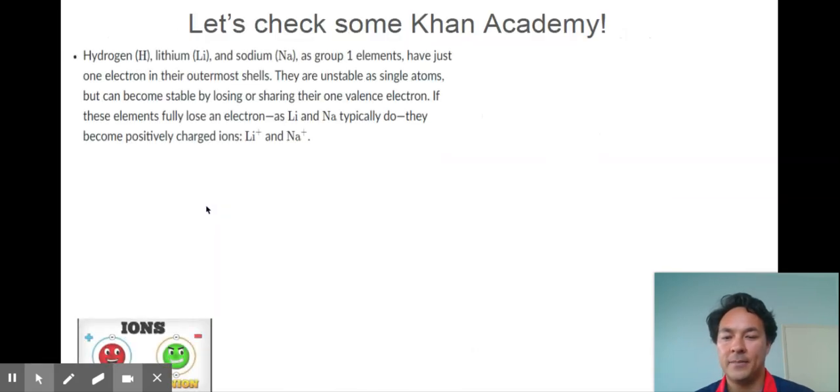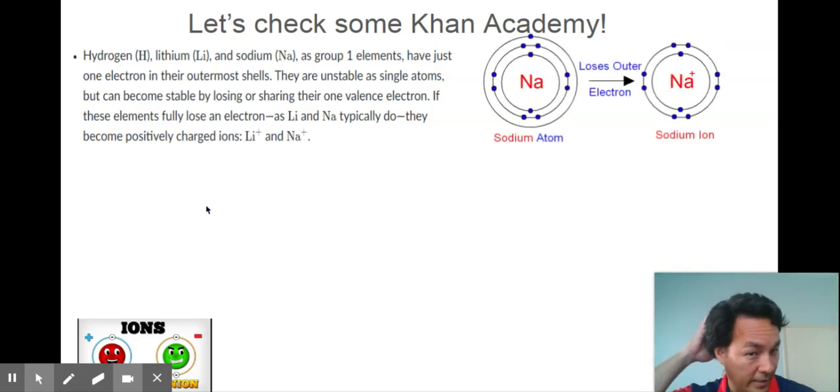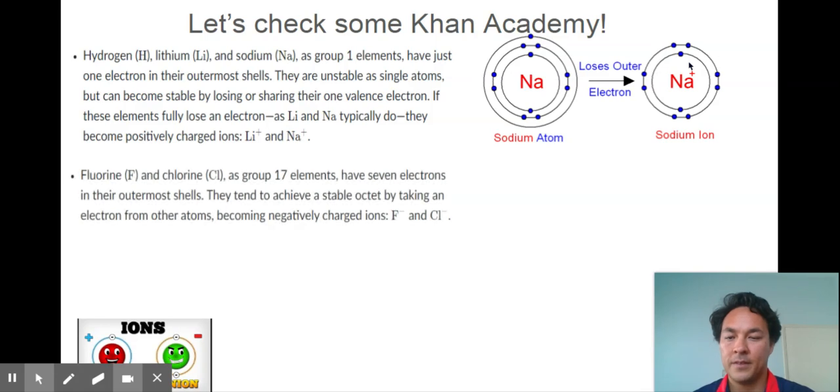If they give it up, they're going to become what's called a cation. And a cation, I just think about it as a cat that's purring. It is positive. So here, the sodium gave up that electron. But what does it give it up to? It has to give it up to something. You can't just give it up forever. And so here is a good example.